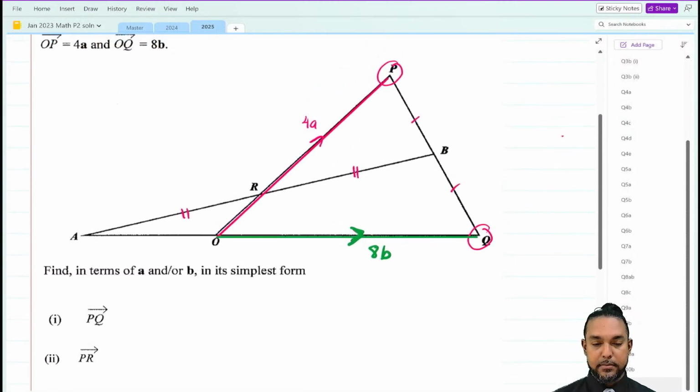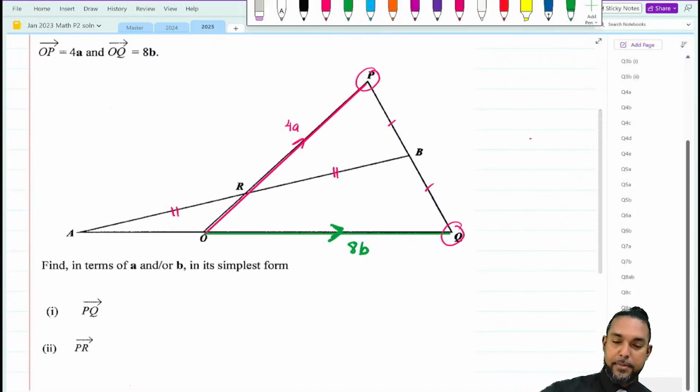Wait, where did RB go? It's not RB they wanted us for the last thing?